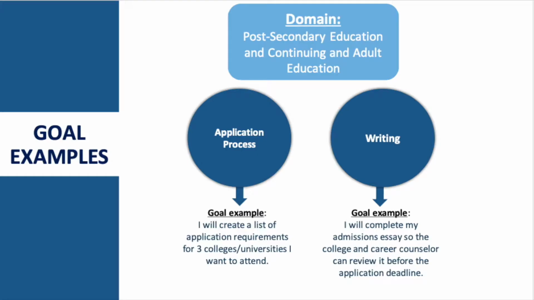In transition planning, some goal examples could be related to wanting to go to post-secondary education settings. So it could be things like exploring different colleges or universities. So creating a list of application requirements of 3 colleges or universities they want to attend. Or it could be a kind of a hybrid of academic learning and post-secondary education, like related to writing. So I'll complete an admissions essay and then review that with a college and career counselor.